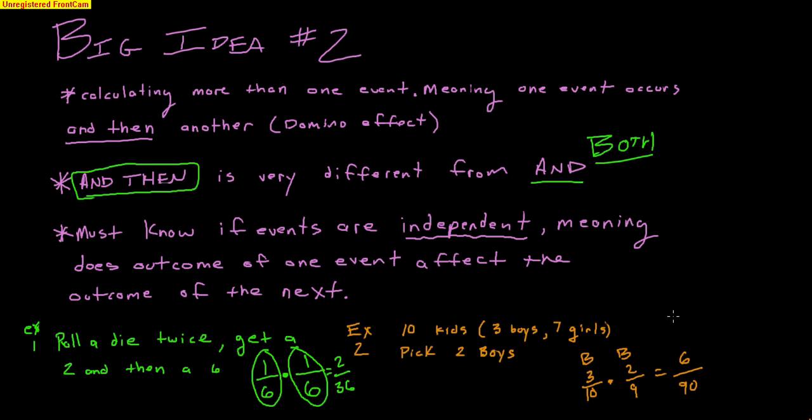So you get the idea of independence. If your second outcome is affected by the first, all you've got to do is think about it. Dice, it doesn't matter. They don't have a brain to remember. But when you're picking boys and you've got to pick a different boy that second time, it does matter.